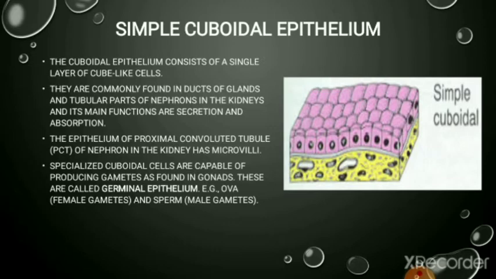Then the epithelium of the proximal convoluted tubule, present in the nephron in the kidney, has microvilli or finger-like projections on its surface. Specialized cuboidal epithelial cells capable of producing gametes are found in gonads. These are called germinal epithelial tissues. This type of tissue is found in the gonads, that is the ovary and the testes, which form ova and sperms, that is female and male gametes.